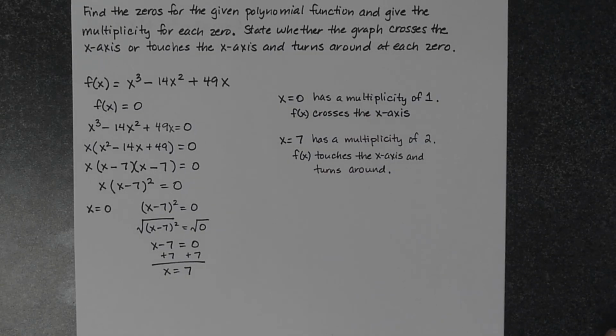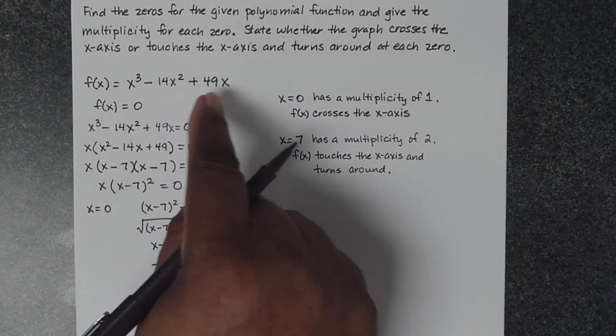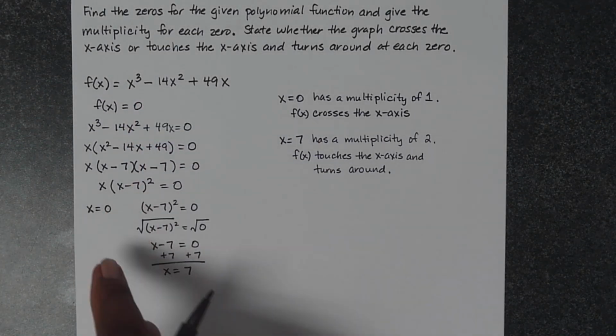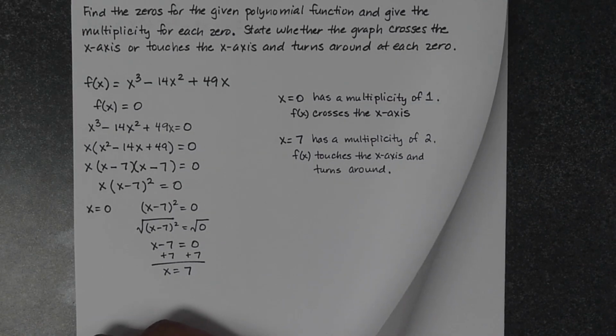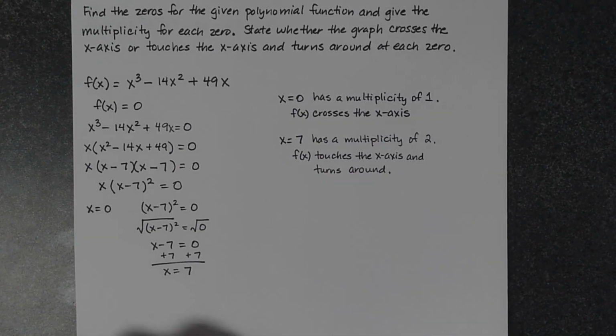Okay, so that's how you'll work that problem out. Here you'll be given something like this. You have to factor this out completely, and then you can find out what your zeros are and state the multiplicities and determine whether the graph crosses the x-axis or touches and turns around at each zero for that function.